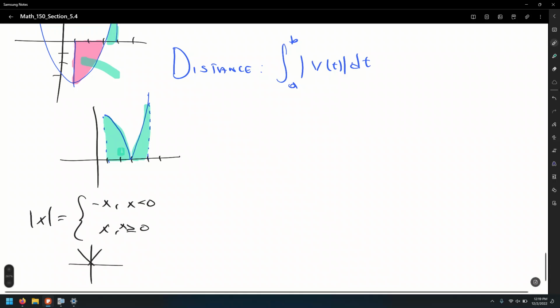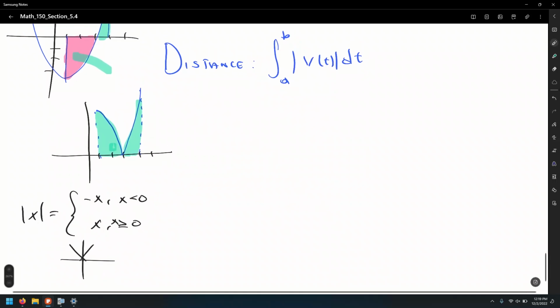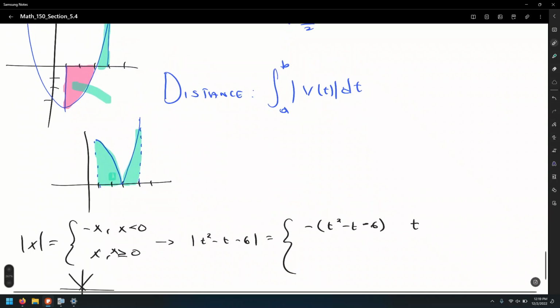Essentially, that's the V-shaped graph, right? It's the line with negative slope for negative values of x, and the line with positive slope for positive values of x. In the same idea, we are going to define our absolute value of t squared minus t minus 6. So that's going to be number 1, negative polynomial and positive polynomial. Negative t squared minus t minus 6. And in this case, we know the graph of this parabola is negative within our interval for t between 1 and 3.